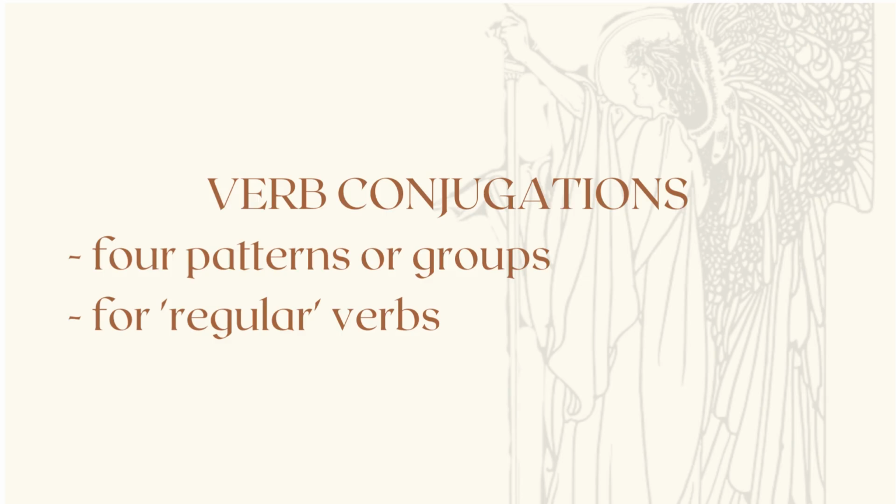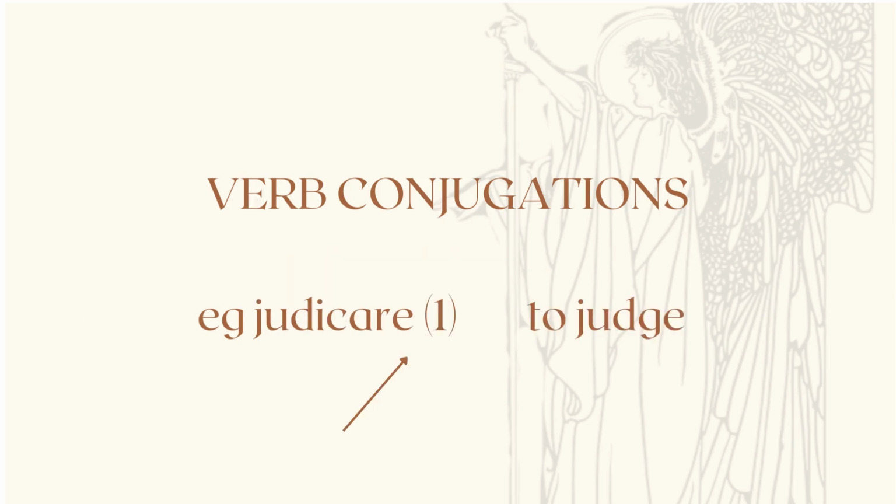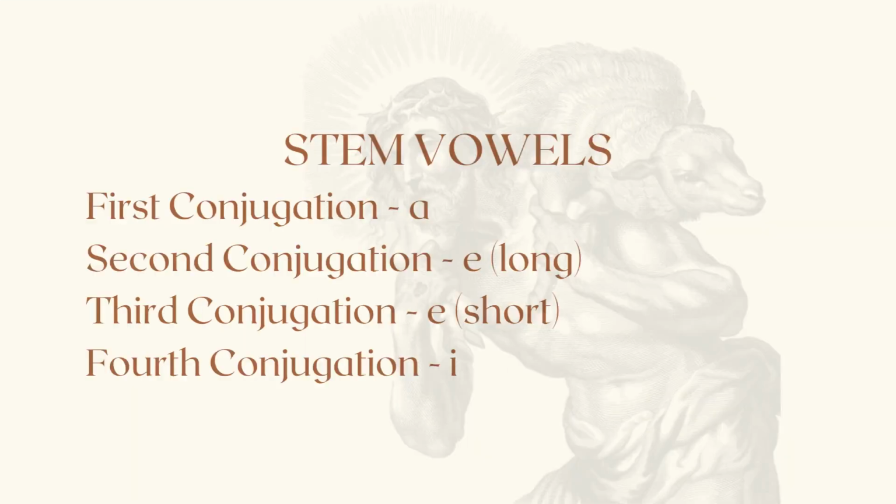The first one is about the conjugations. Now, Latin verbs fall into four main groups or patterns called conjugations. You may remember there was a little number in a bracket after the verbs in your vocabulary list. That number tells you to what conjugation the verb belongs. Each conjugation is denoted by a particular vowel, which we call a stem vowel. And we're going to be starting with first conjugation verbs, and their vowel is the letter A.